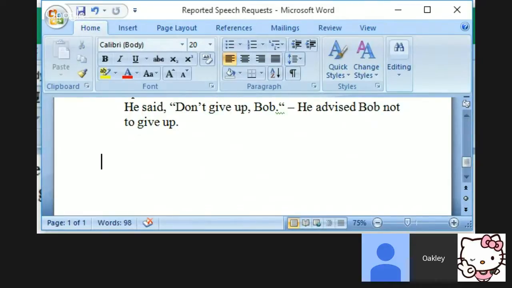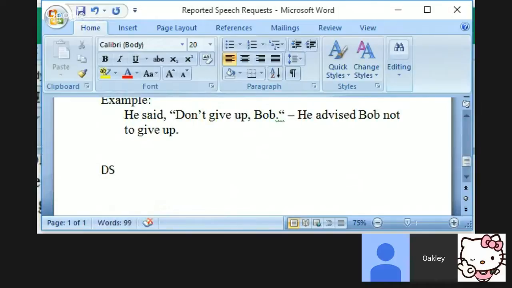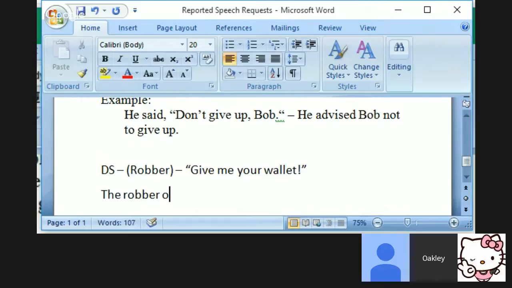If the direct speech said, "The robber said, 'Give me your wallet.'" So a robber said, his direct speech: give me your wallet. Definitely a command. The robber ordered me to give him my wallet. Excellent. There you go. That's perfect.